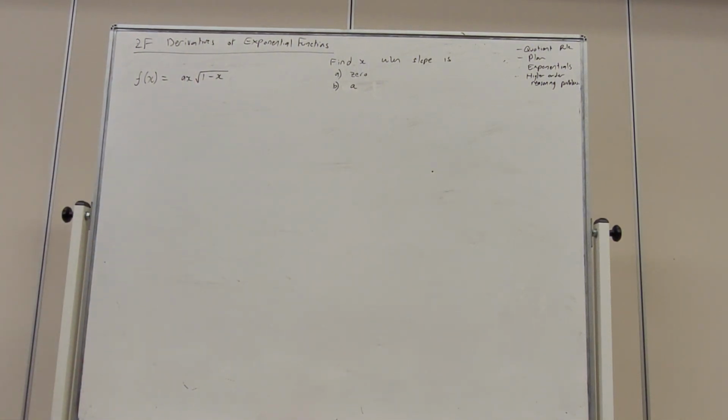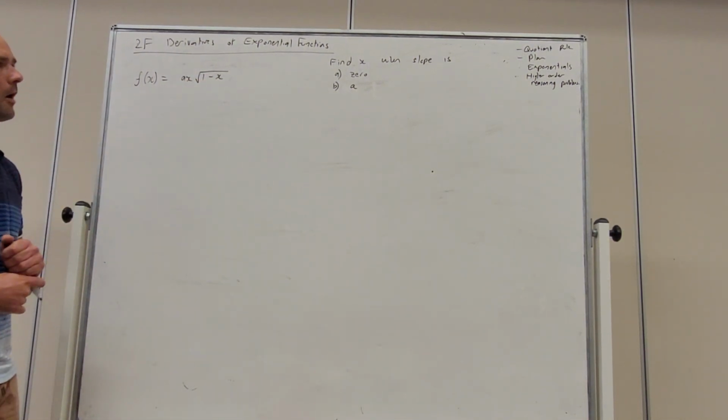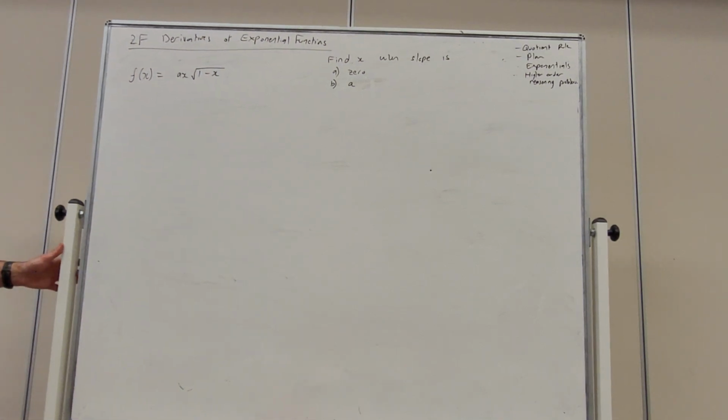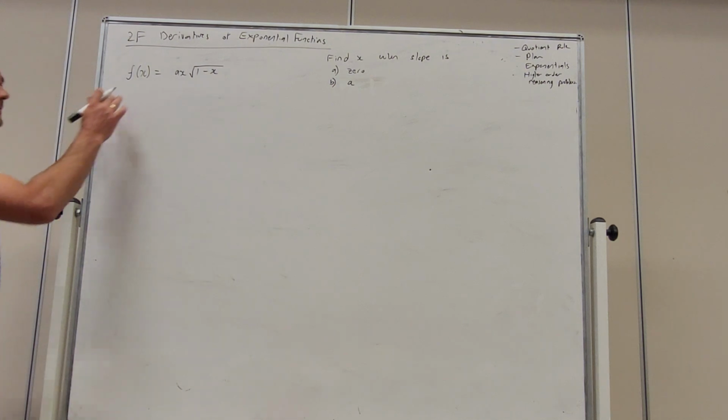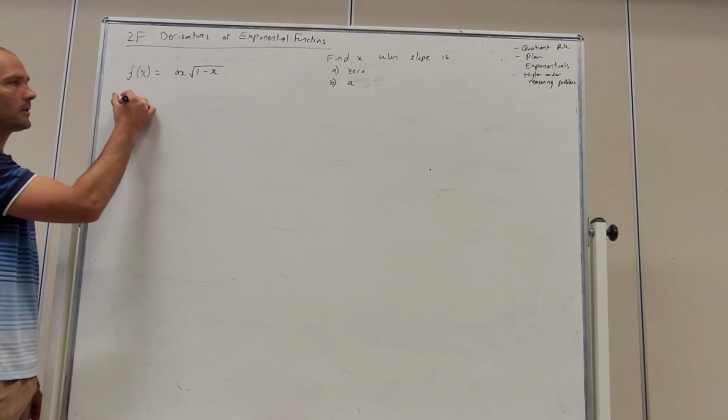We'll get started. So we have this function here. We're asked to find the value of x when the slope is, part A says 0, part B says when the slope is A. So the first thing we have to do is find the derivative function.